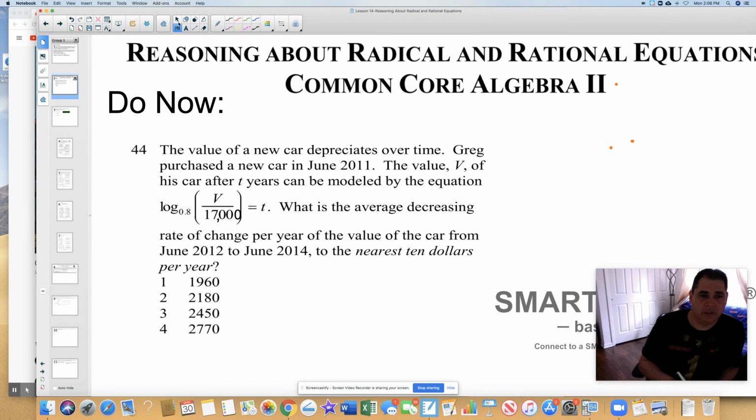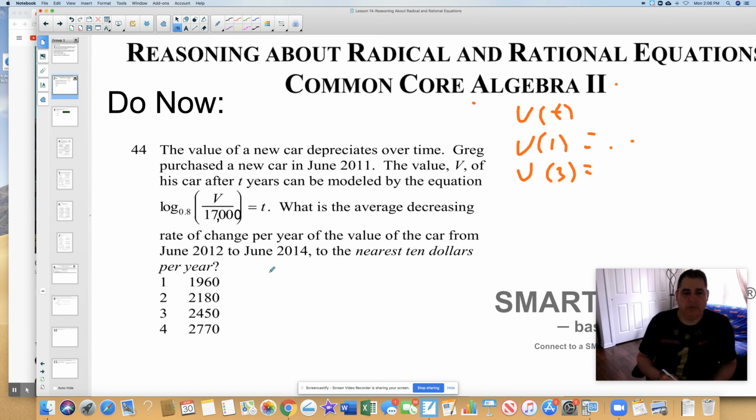So let's see what we got here. I was using orange before. I kind of liked it, so I'm going to stick with orange. So V of t. So we need V of 1. We need V of 3. Now, if you plug a number in for t, how do you get V? The issue here is this is in log form. If you convert this to exponential, you'll be able to do that.